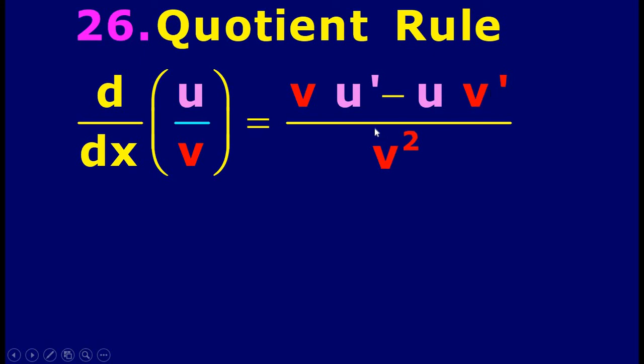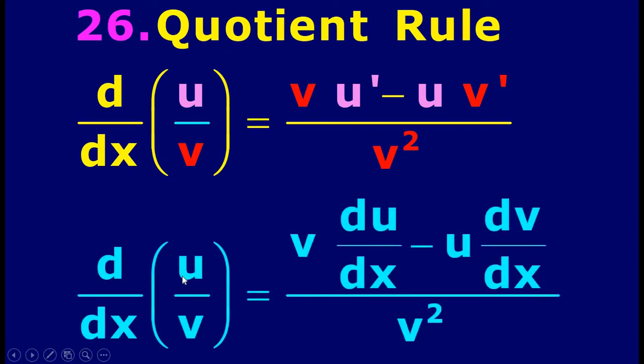So remember here important, you have to start from denominator into differentiation of numerator, and here important it is minus numerator into differentiation of denominator divided by denominator square. That is d by dx of u by v is v into du by dx minus u into dv by dx divided by v square.